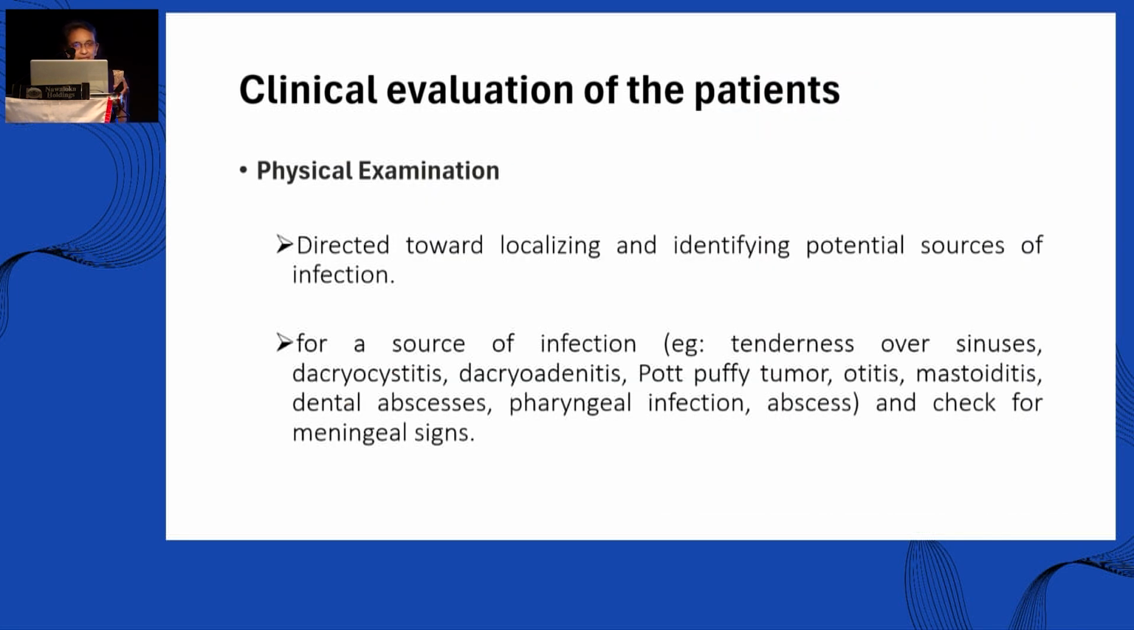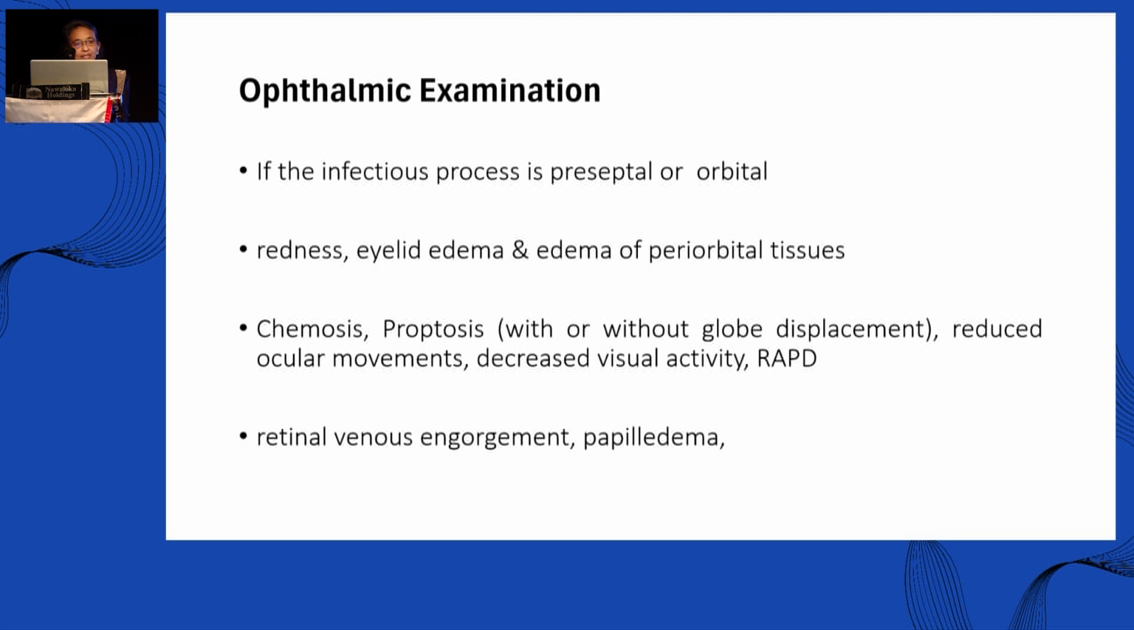When you get a patient, we have to evaluate the patient. This includes a physical examination as well as an ophthalmic examination, directed towards localizing and identifying the potential source of infection. So look for things like sinus tenderness, dacryocystitis, dacryoadenitis, otitis, mastoiditis, pharyngeal infection, etc., and look for meningeal signs as well. In the ophthalmological examination, see whether the infective process is preseptal or septal. The clinical features will help you to differentiate.